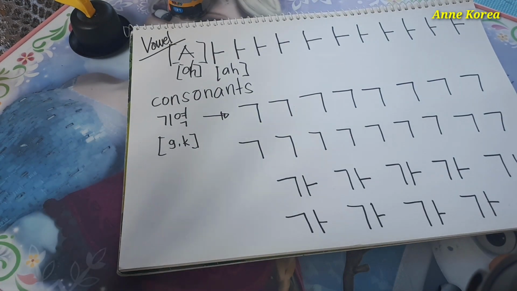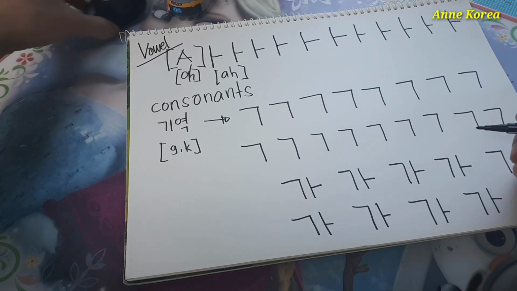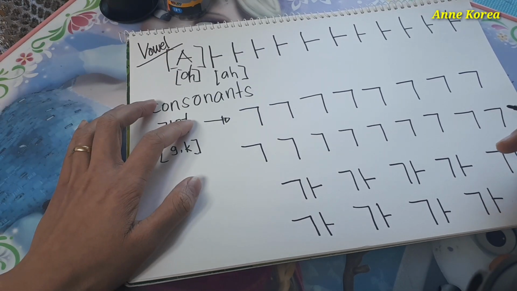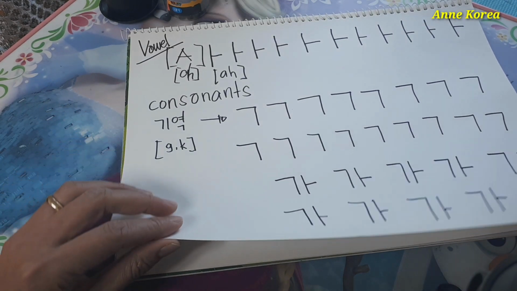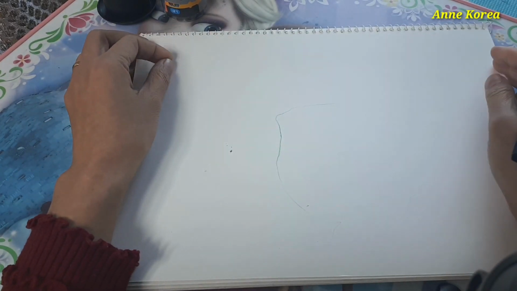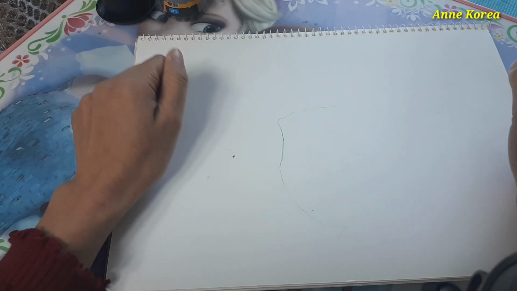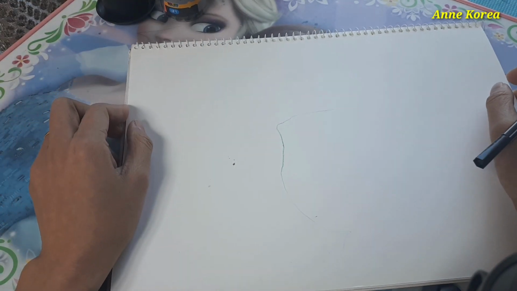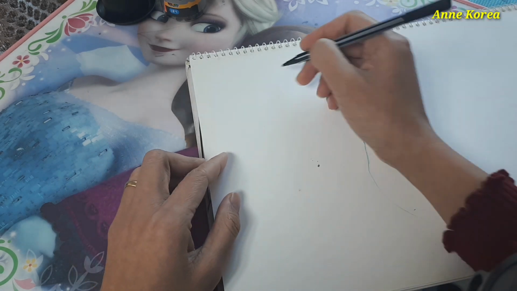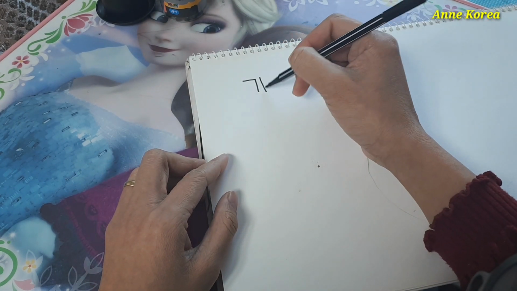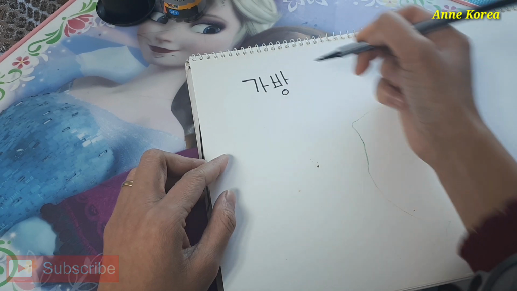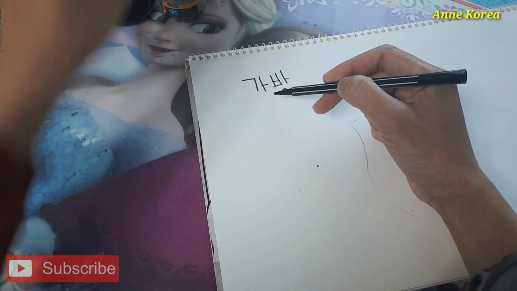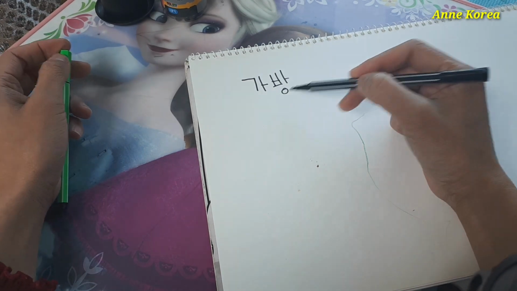So practice as much as you can. And while writing, produce the sound. Kailangan i-utter natin yung sound na Ga. Next, as we're going to do, guys, is to study the vocabulary that starts with Ga. The first that we have is, of course, Ga, bang.